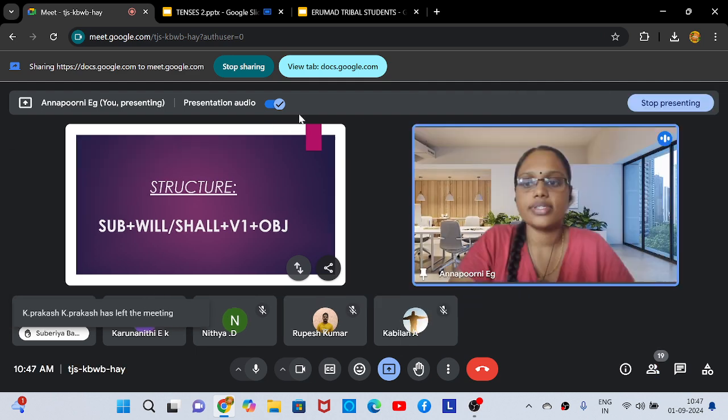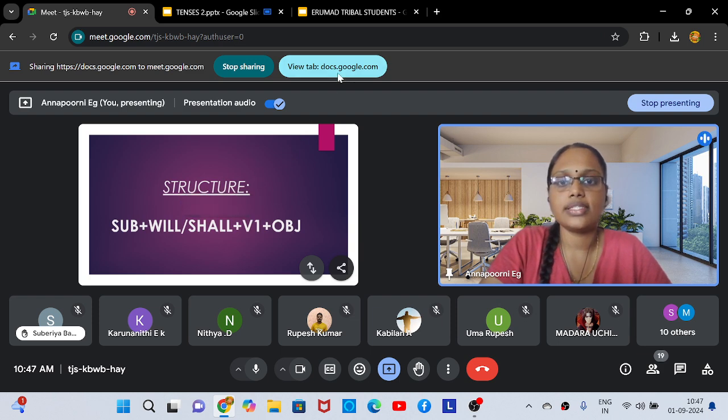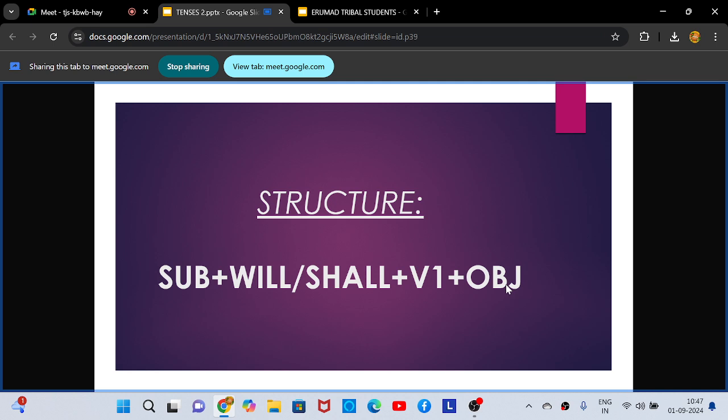So, the structure is subject plus will or shall plus V1 plus object. Here the subject is as usual the subject, and you can use either will or shall, plus V1, plus object. In simple future tense, which form of the verb are you using? V1, the first form of the verb. Perfect.